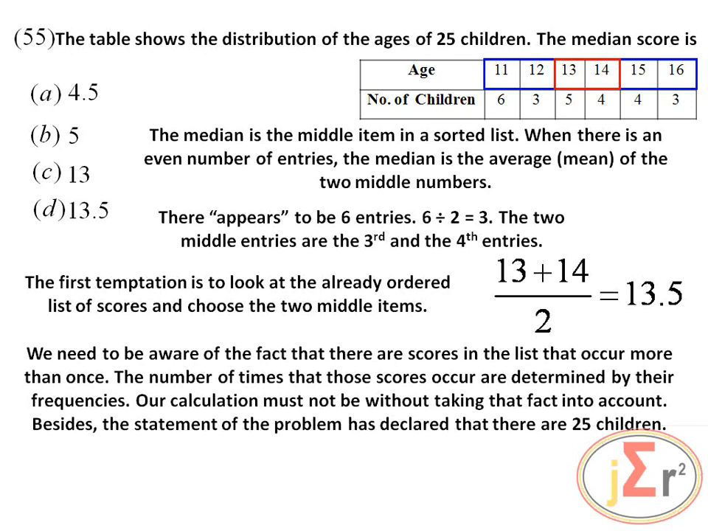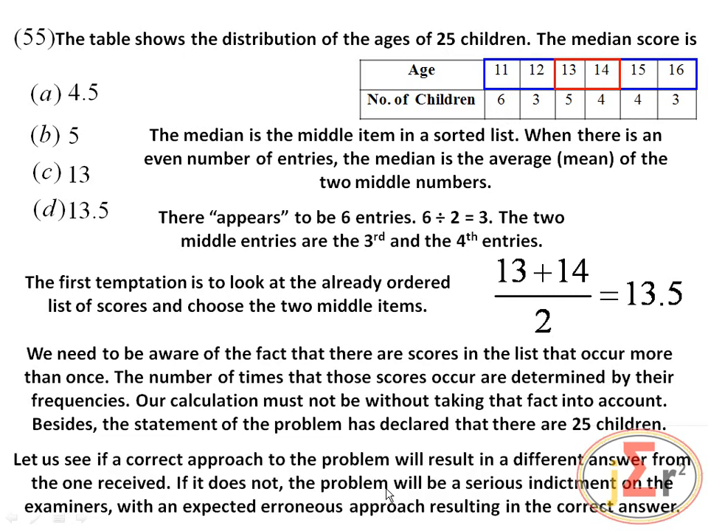Besides, the statement of the problem has declared that there are 25 children. So we are sure that we do not have 6 entries. We have 25 entries. So we need to take that into account, along with the fact that some of those entries occur more than once, like we have them here, 11 occurring 6 times and 15 occurring 4 times.